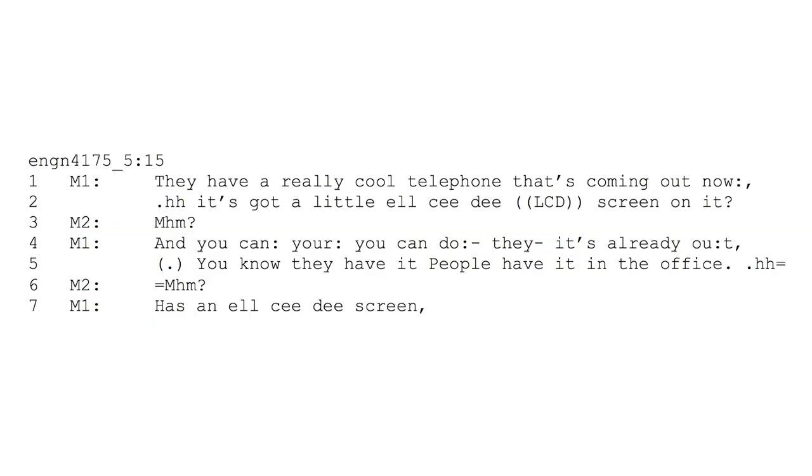Right. Mm-hmm. I have a really cool telephone that's coming out now. It's got a little LCD screen on it, mm-hmm. And you can do it. It's already out. You know, they have it. People have it in the office. Mm-hmm. As an LCD screen.